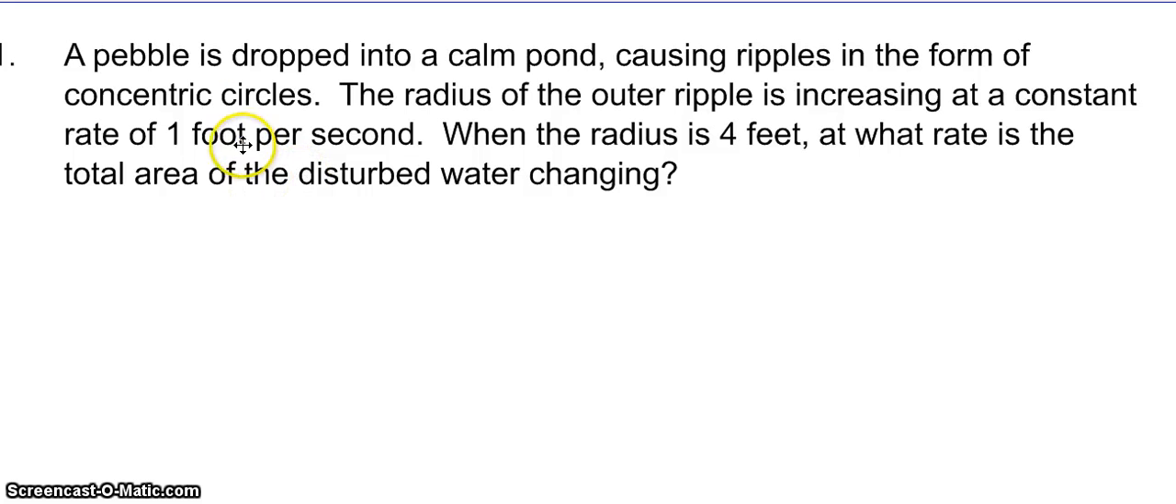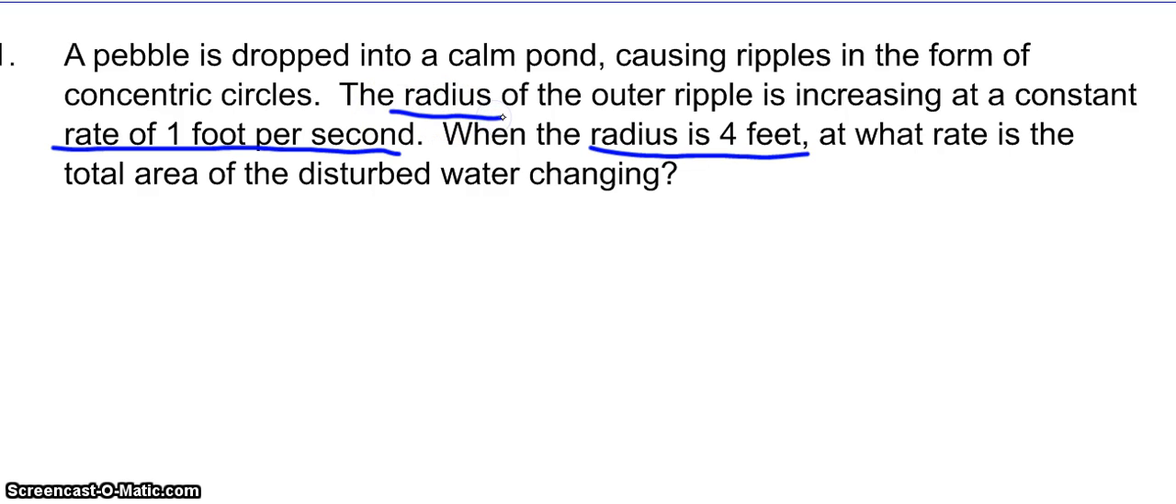Alright, so first one. A pebble is dropped into a calm pond. That's lovely. Causing ripples in the form of concentric circles, of course. The radius of the outer ripple is increasing at a rate of 1 foot per second when the radius is 4 feet. At what rate is the total area of the disturbed water changing? Okay, so first let's identify our quantities. So the radius is 4.